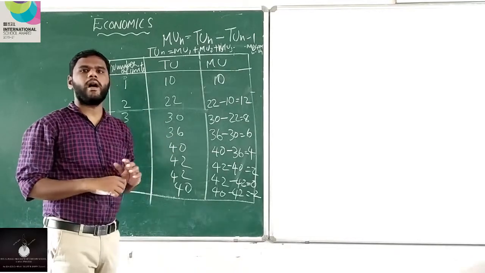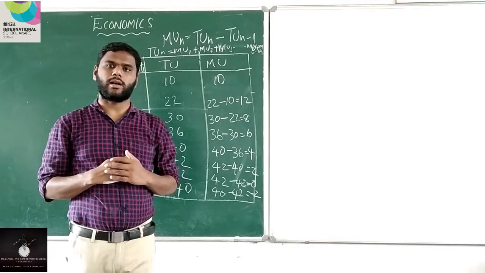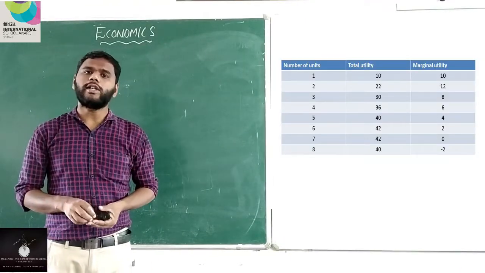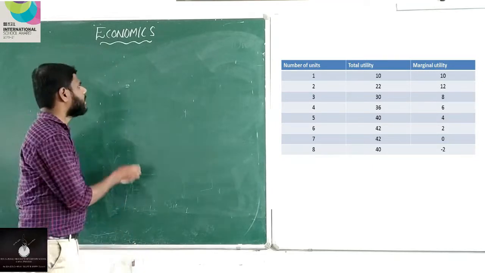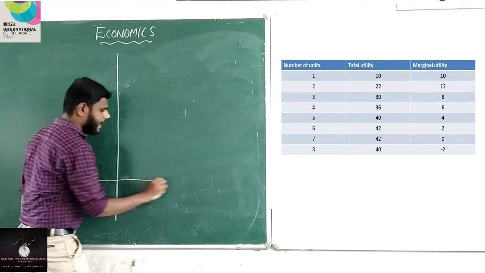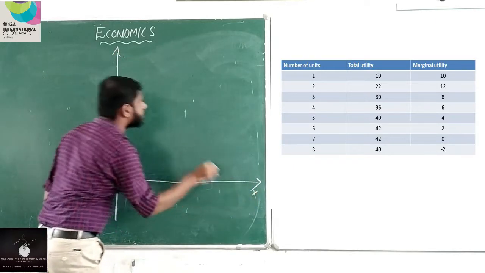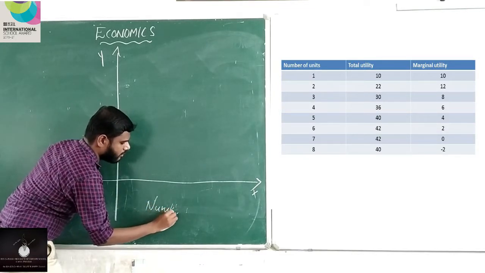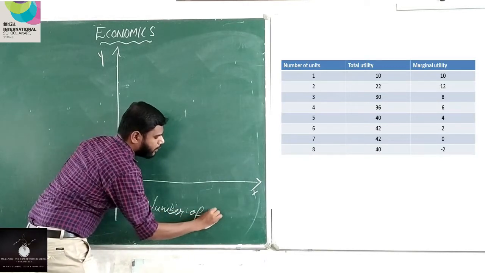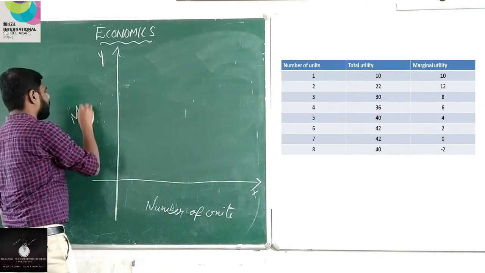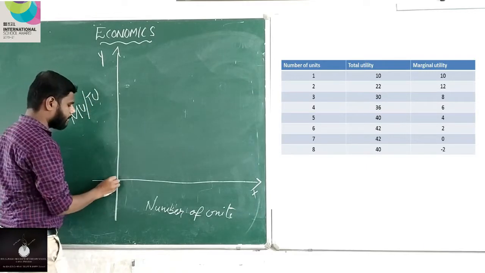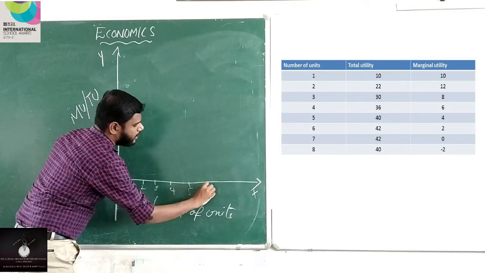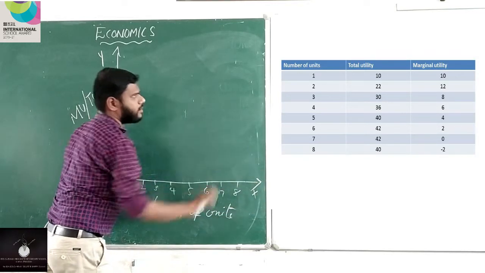Based on this table, we have to draw the total utility curve and marginal utility curve. In order to draw the curves, we draw like this. This is the x axis, this is the y axis. Here we have to take the number of units. Here we have to take marginal utility and total utility. Then 1, 2, 3, 4, 5, 6, 7, 8, up to 8 units.